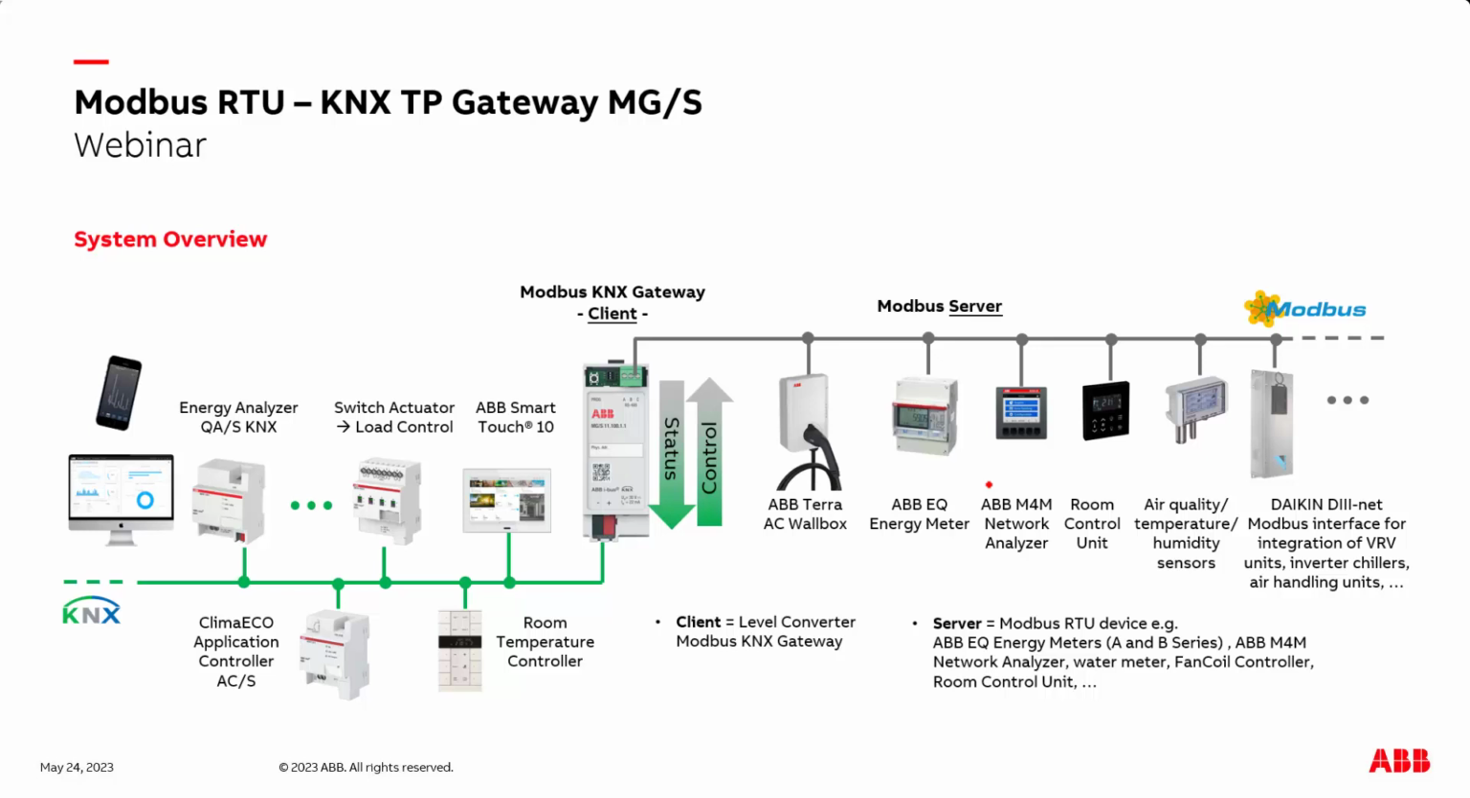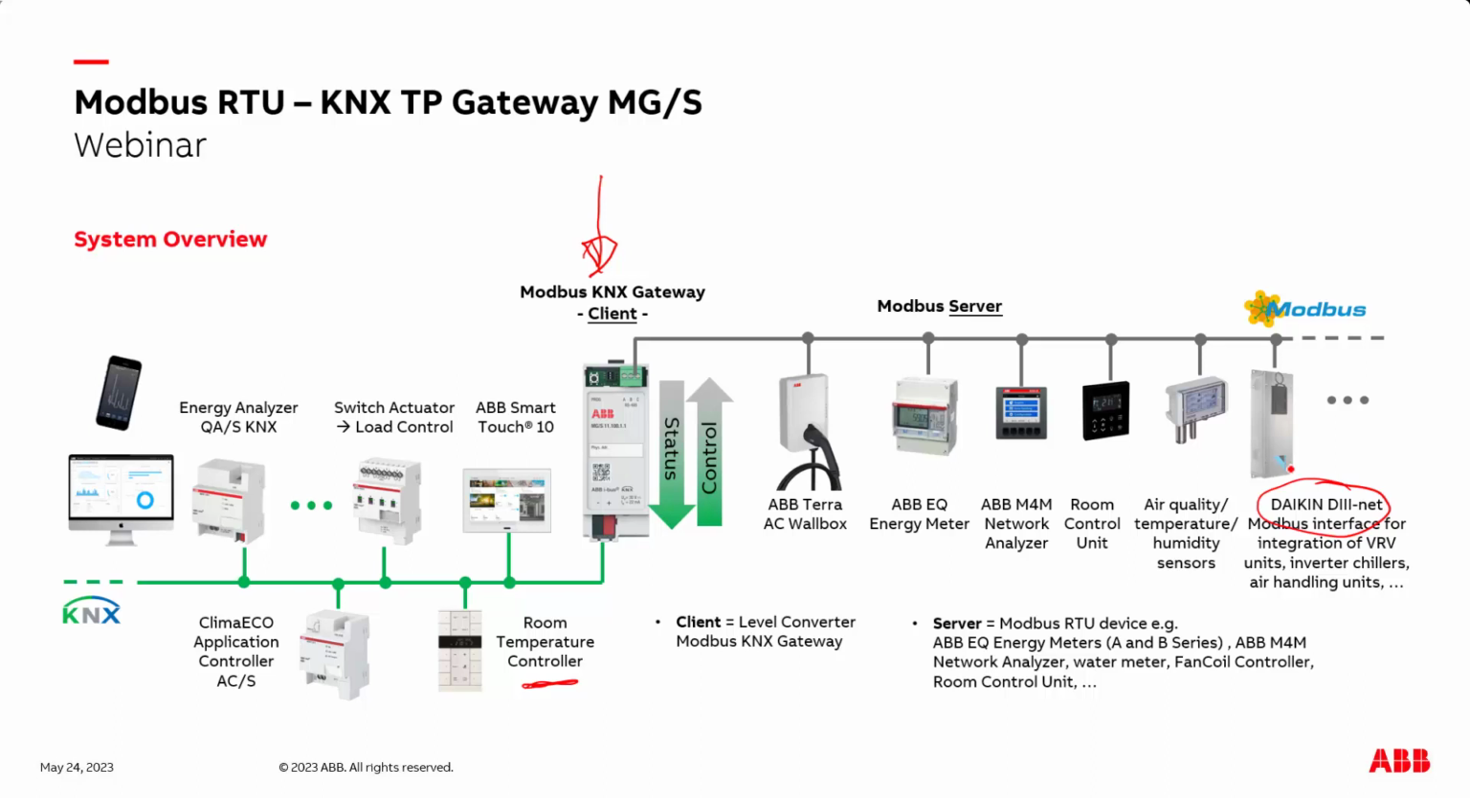Now let's come to a typical system overview with our gateway. In the middle we have our KNX Modbus gateway. On the left side we have our KNX world with our switch actuator, which can be used for example for load control, a smart touch which can display our meter values, the energy analyzer for more energy management, and for example a room temperature controller which measures the temperature, and depending on the set point sends the control value into the Modbus world and controls, for example, a Daikin interface for VRV or for inverter chillers or also for fan coil controllers.